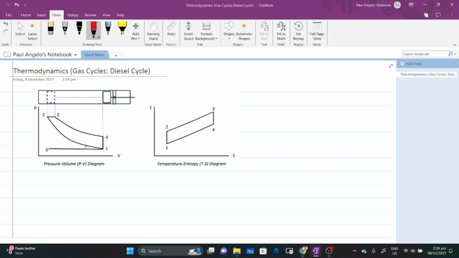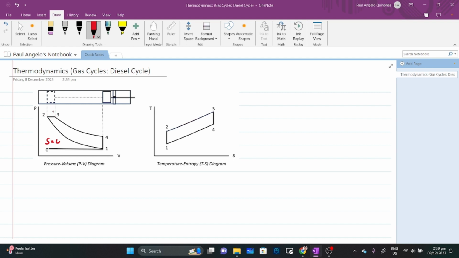My tip is for you to locate first the straight line. This is the PV and the TS diagram of an ideal diesel cycle. In order for us to determine the process, let's locate the straight line. In this example, the PV diagram from point 1 to 2 is not a straight line, but in your TS curve, it is represented by a straight horizontal line, which is given by S or constant entropy. So that is an isentropic process from 1 to 2.